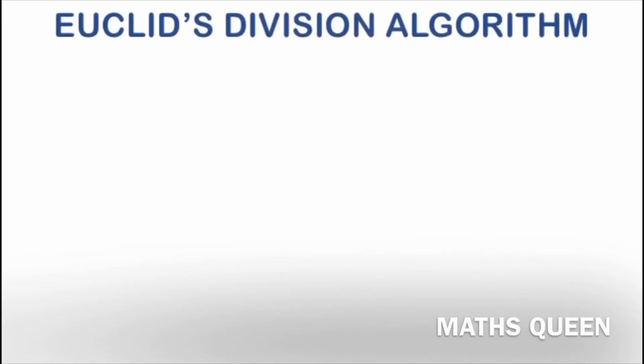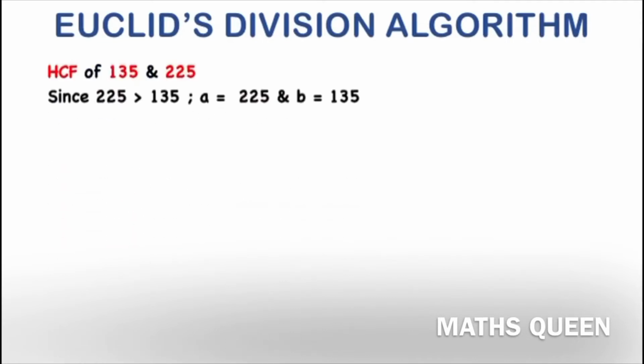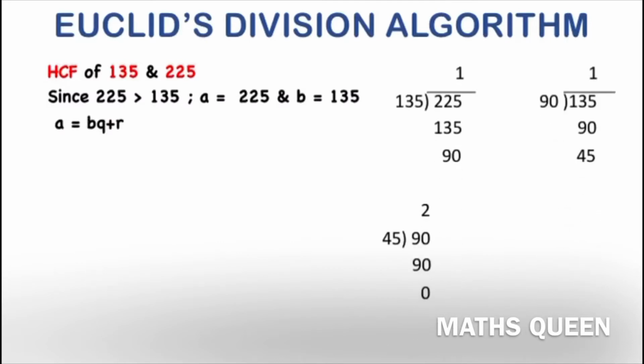Moving on to Euclid's division algorithm. This theorem is mainly applied to find the HCF, or highest common factor, of two numbers. Example, let's find the HCF of 135 and 225. Since 225 is greater than 135, we take A is equal to 225 and B is equal to 135. Applying Euclid's division lemma, A is equal to B into Q plus R. Here R should be less than B. On dividing 225 by 135, we get a quotient 1 and a remainder 90. Here remainder is not equal to 0.